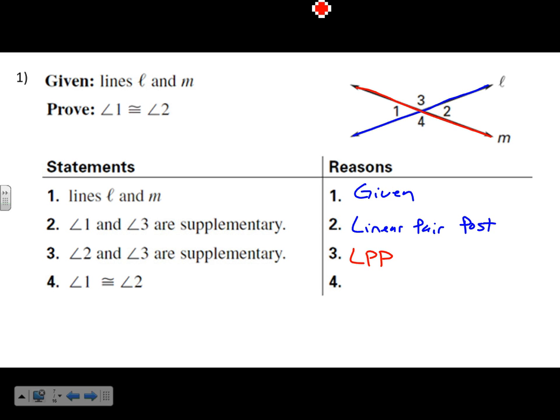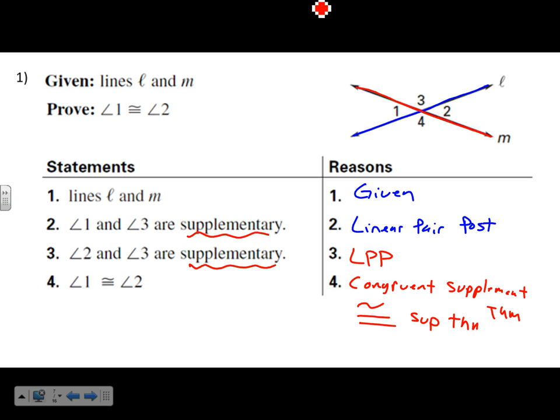So then angle 1 and angle 2 are congruent, and again, I know they're vertical angles, but since we talked about the linear pair postulate, and since we were talking about things being supplementary, that means these are congruent due to the congruent supplements theorem. And if you want to simplify this to just congruent, just put the symbol and then supplement theorem. For that last step, you can do that as well.